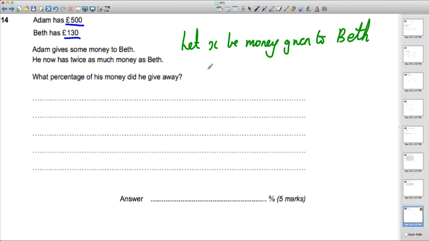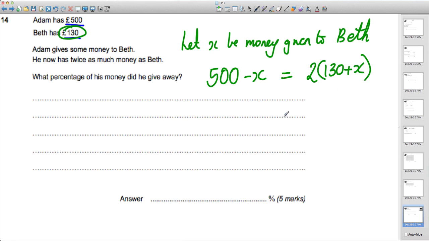Okay, he had 500, and so now he's got 500 subtract X, right? But he now has twice as much as Beth. Now Beth has 130 plus X, but he has twice as much as her, so his amount is twice her amount, right? So let's solve for X then. 500 take away X must be 260 plus 2X.